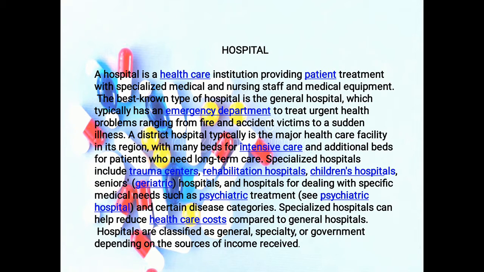Specialized hospitals include trauma centers, rehabilitation hospitals, children's hospitals, seniors' geriatric hospitals, and hospitals for dealing with specific medical needs such as psychiatric treatment and certain disease categories. Specialized hospitals can help reduce healthcare costs compared to general hospitals. Hospitals are classified as general, specialty, or government depending on the sources of income received.